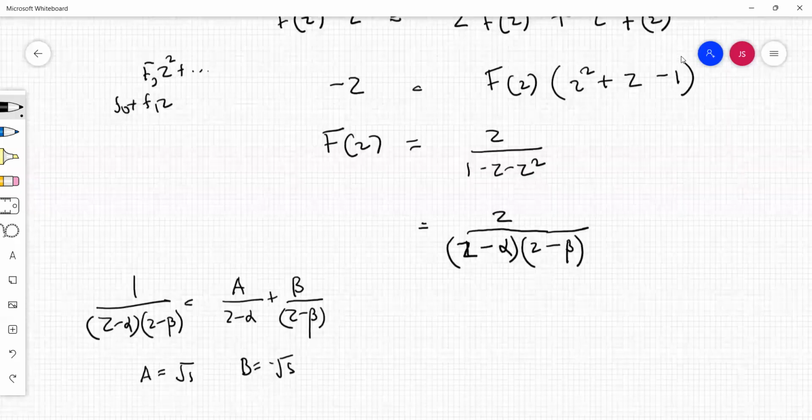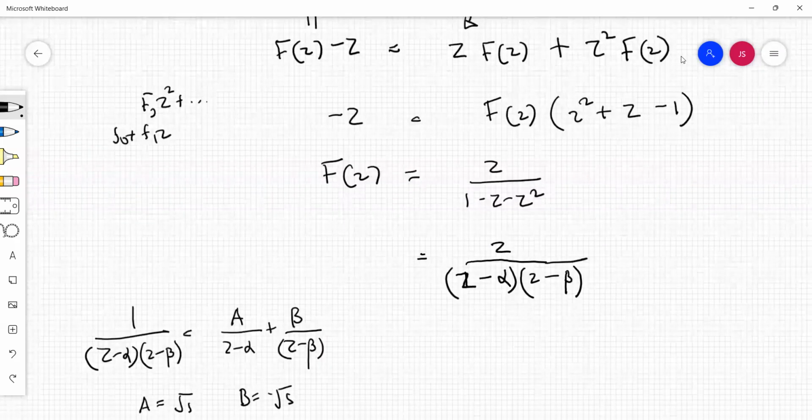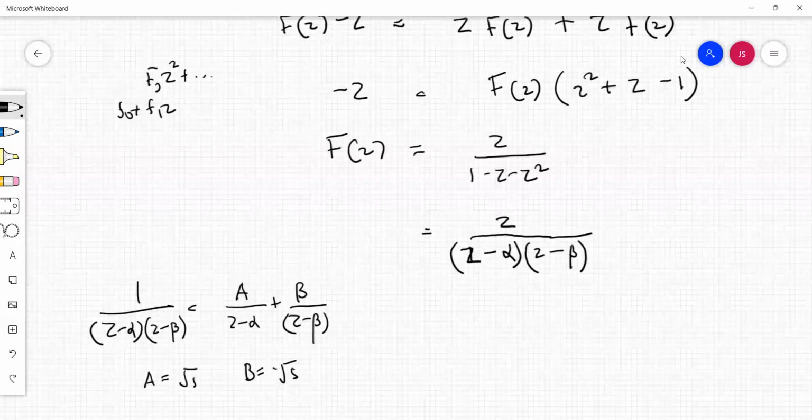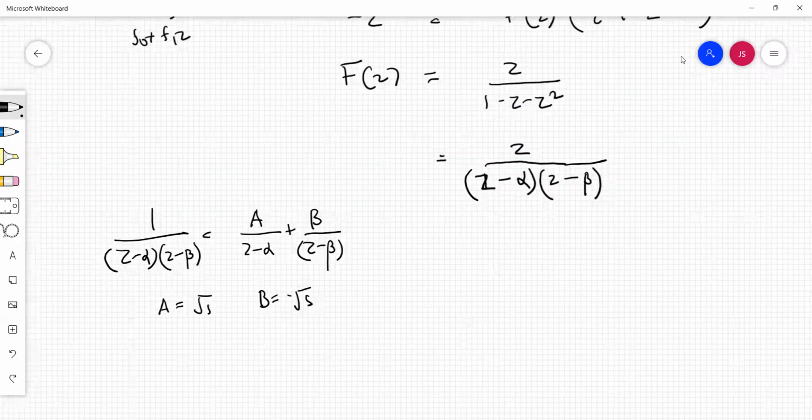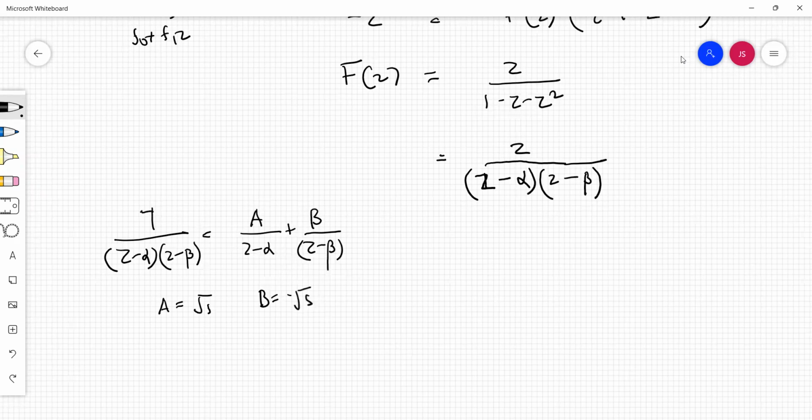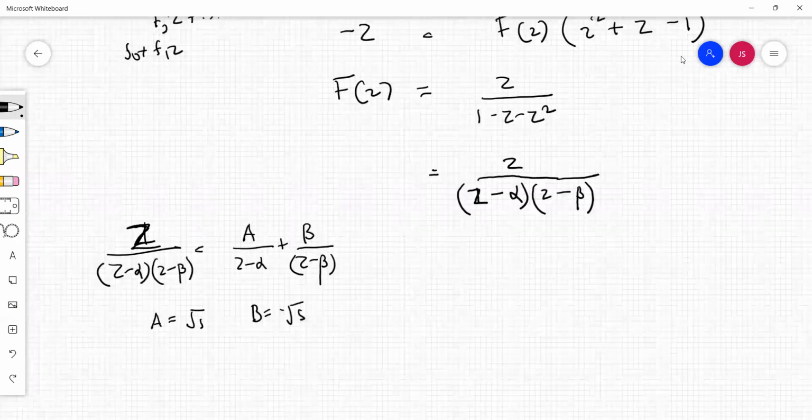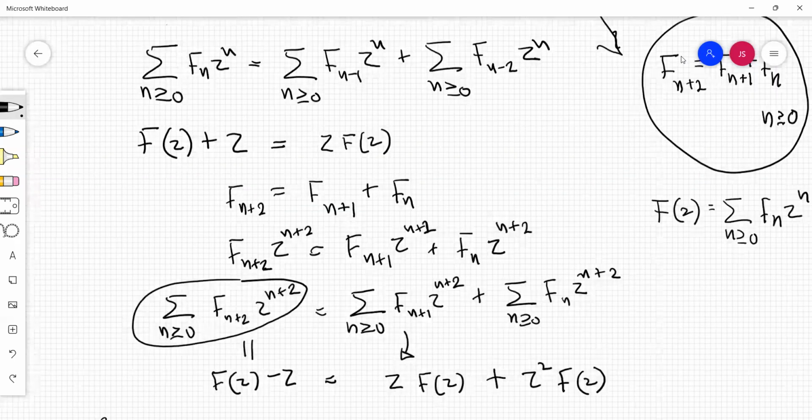Because when you're doing the partial fractions, in the left hand side, in the numerator, it should be Z instead of 1. I mean, you can multiply the whole thing by Z, right? Then am I right? Yes. So I think you can do the calculations.